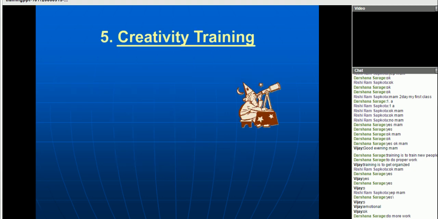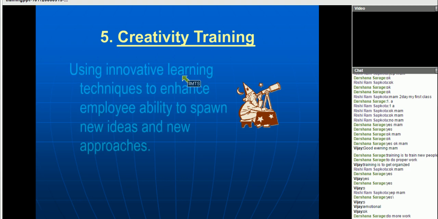Then creativity training. This is to enhance the skills, and this is not given in every organization, but a few fields are such which require this type of training from time to time. Can you give me some examples of this creativity training? Any organizations where such training may be given? What type of organizations will provide this training?